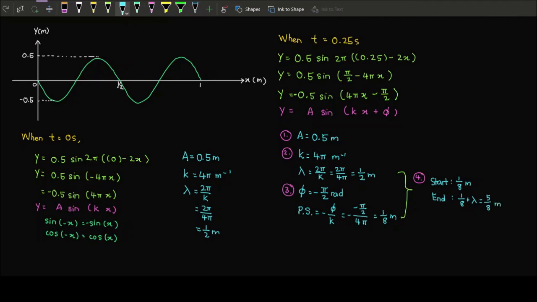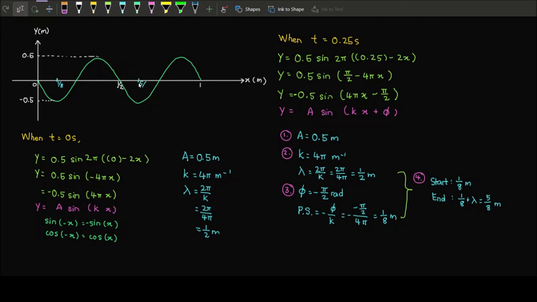5/8 meter. So what does this mean? You will start your graph at 1/8. This is half. Half of half is 1/4. Half of 1/4 is 1/8. So it means you will start here, at 1/8. Then where will you end? You will end at 1 lambda away from 1/8, which is 5/8. So 1/2 is actually 4/8. You move one more step, then here should be 5/8.